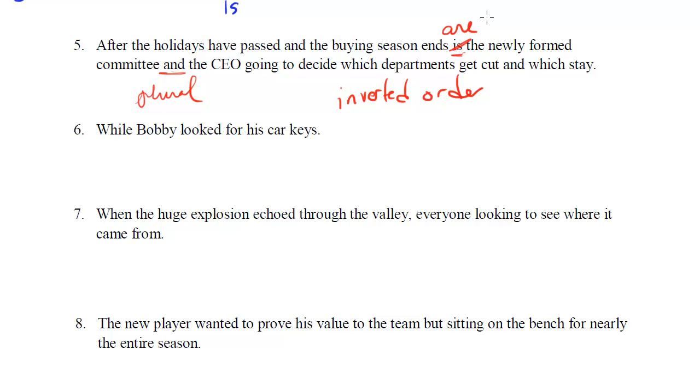So it's a weird sounding sentence because of that inverted word order, but it does come up occasionally on the SAT. So just be aware that the sentence isn't wrong because it sounds weird. It's wrong because of the way the subject-verb agreement is set up. So this is another SVA. While Bobby looked for his car keys. Notice this is not a complete sentence, right? This is a fragment.